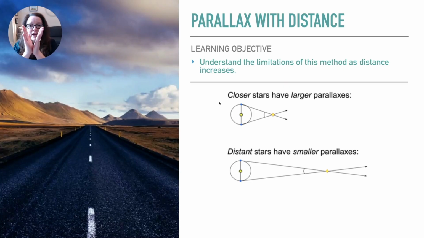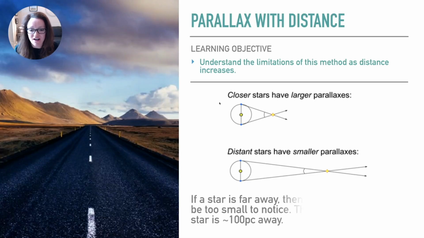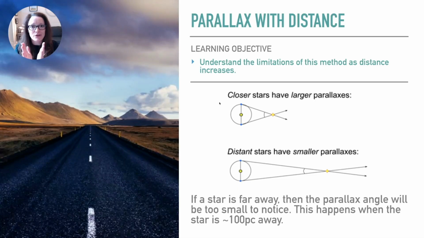The stars that are further away, the angle gets smaller and smaller. In fact, the angle can be so small that you can't even measure it. So the further away a star gets, the parallax angle gets so small that it's too small to measure. And that happens when a star is around about 100 parsecs away. So any stars within 100 parsecs, you can use the parallax method to measure its distance. Anything beyond 100 parsecs, you have to use a different method of measuring distances. And that is covered in the IB syllabus as well.